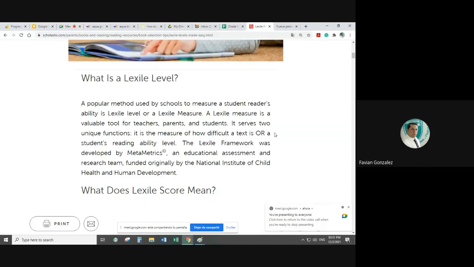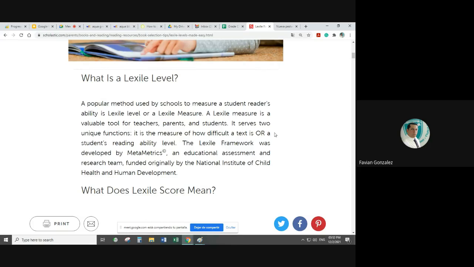A popular method used by schools to measure a student's reading ability is the Lexile level, or a Lexile measure. A Lexile measure is a valuable tool for teachers, parents, and students. It serves two unique functions. It is the measure of how difficult a text is, or a student's reading ability level. The Lexile framework was developed by MetaMetrics, an educational assessment and research team funded originally by the National Institute of Child Health and Human Development. So that's the concept of Lexile level.